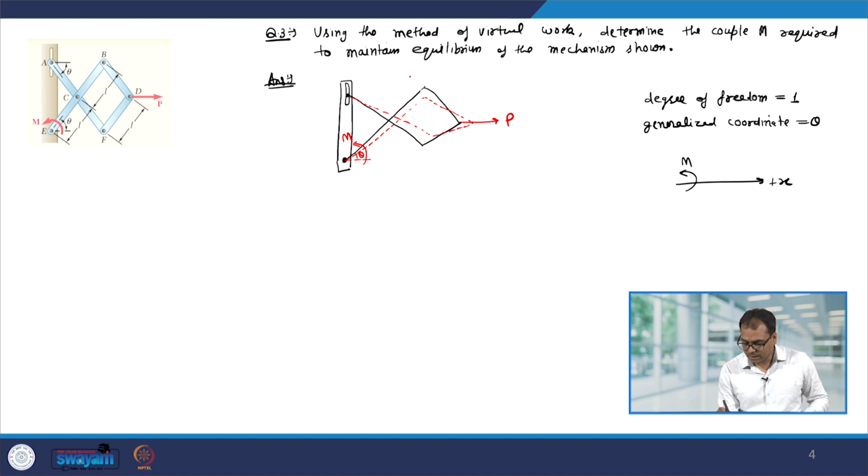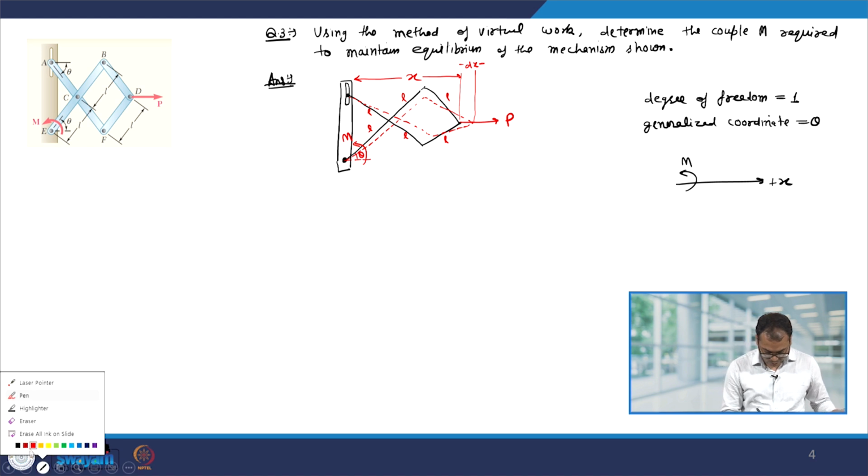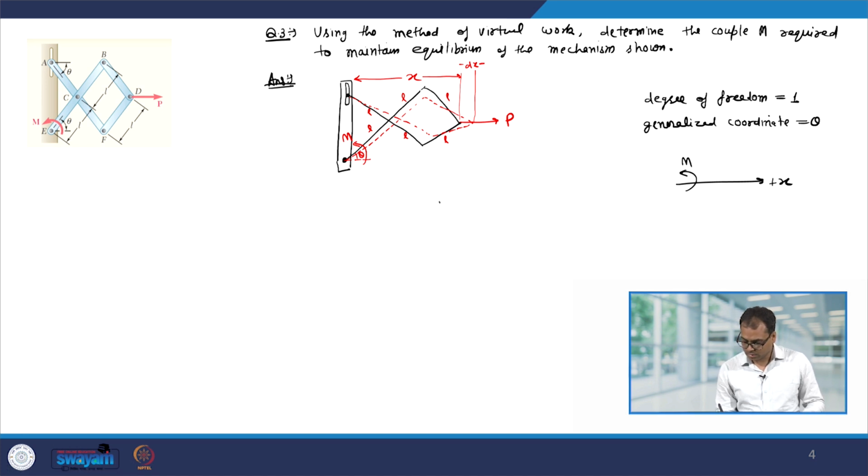Okay. Let us say this distance is x and this is dx. It is already given that the length of each link is L. So, therefore, this is L, this is L, that is also L. And now, we are in a position to write down the equation for virtual work. So, the virtual work equation is delta u equal to 0.